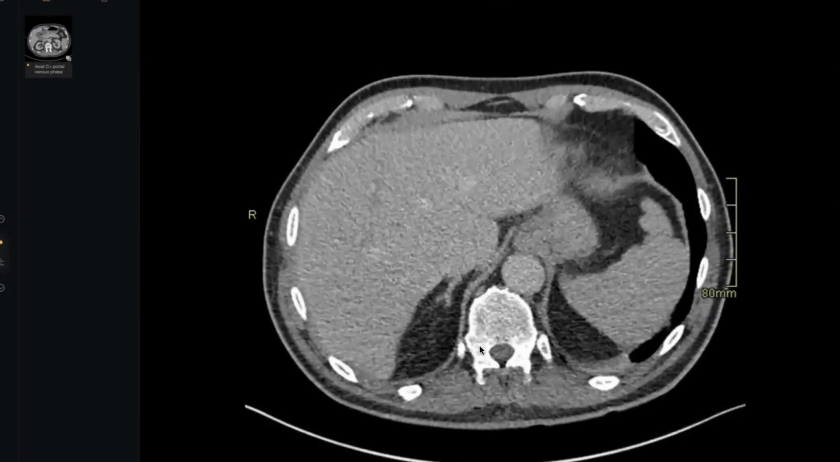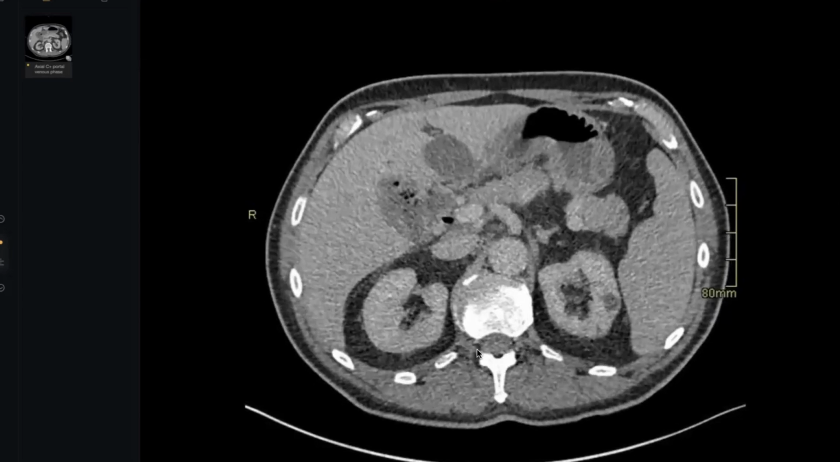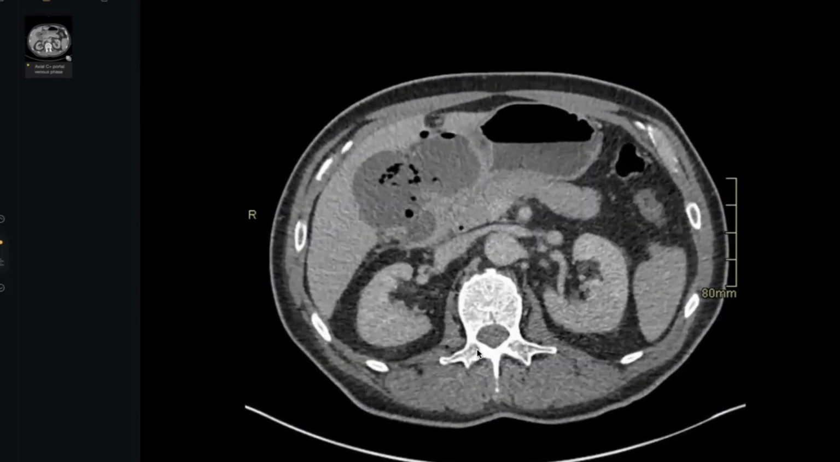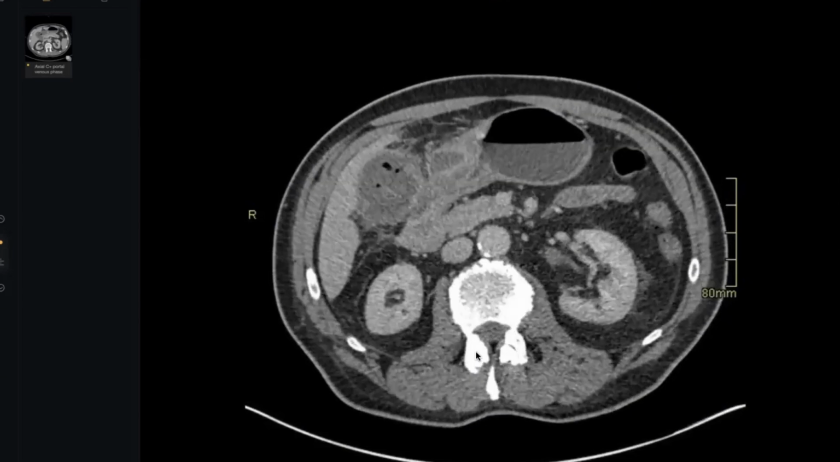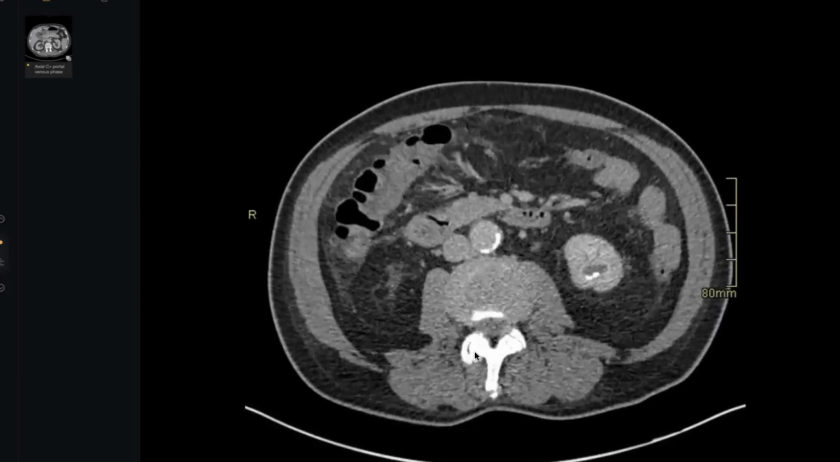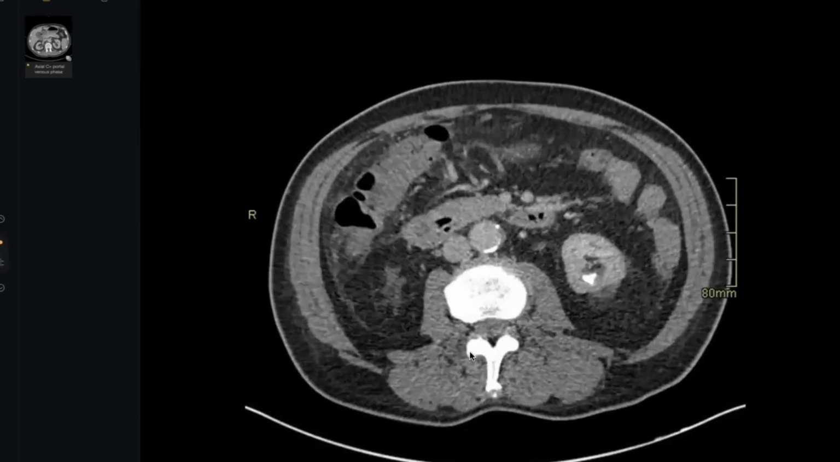I would like to know if there's any history of surgery, of cholecystectomy. No surgery of cholecystectomy. All right, then these are likely collections in the gallbladder fossa.